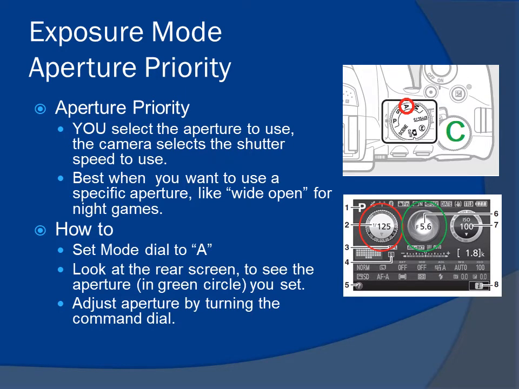Exposure mode, aperture priority. You select the aperture to use, the camera selects the shutter speed to use. Best when you want to use a specific aperture, like wide open for night games. How to? Set the mode dial to A. Look at the rear screen, bottom picture, and look at the aperture number. That's the one in the green circle. Adjust the aperture by turning the command dial, that's the green C in the top picture, until you get that aperture to the number you want.